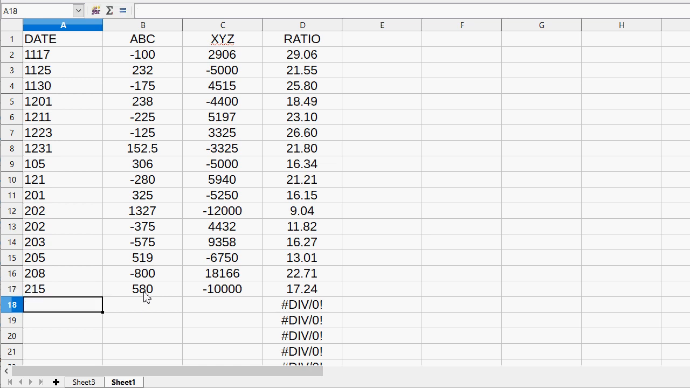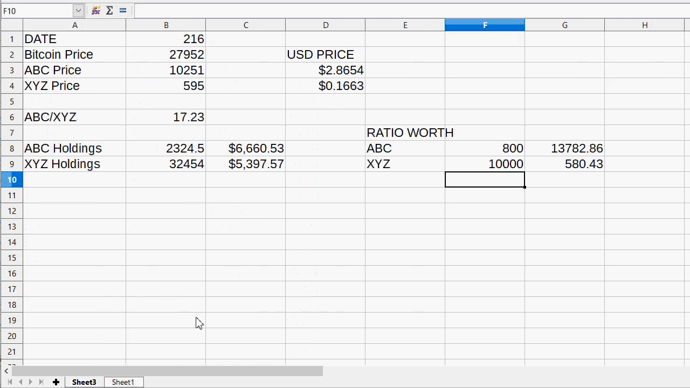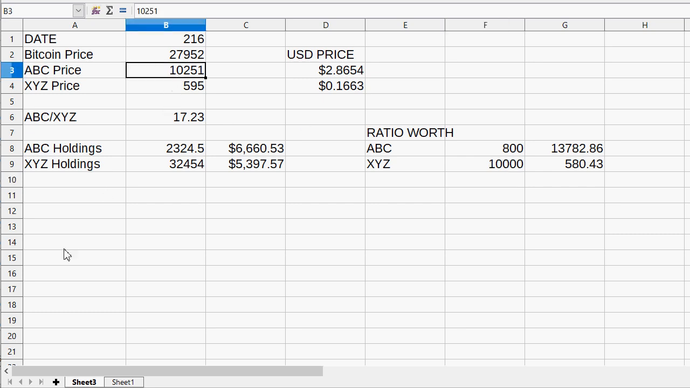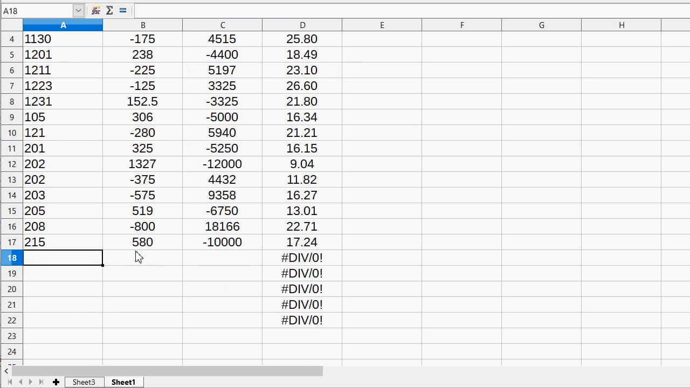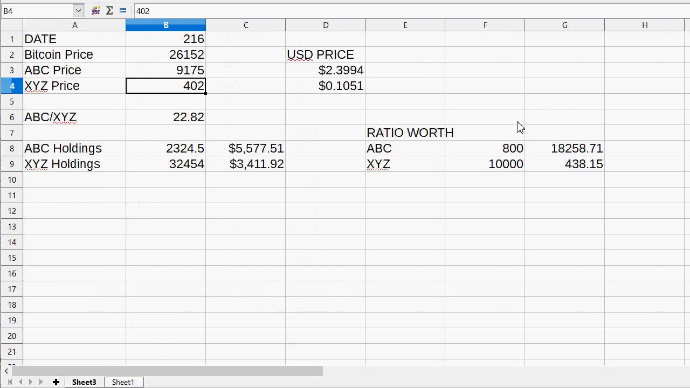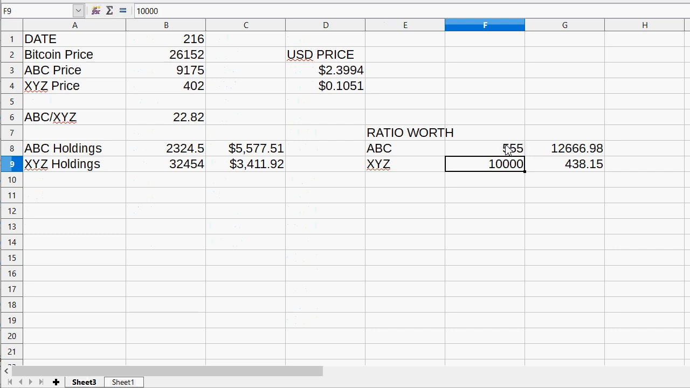I'm just going to put whatever date in. And then we have, say, some more declines. Say Bitcoin 26,152. This one doesn't decline as much, we'll say 91.75, but this one went through a larger decline, bringing the ratio up close to 23. So, okay, I could just almost do a flip back kind of deal here, where I gained 580, I can almost sell like 555 of them and get like 12,666.